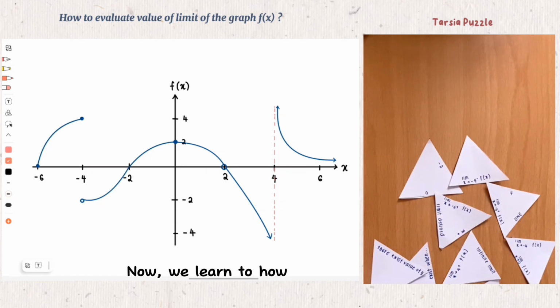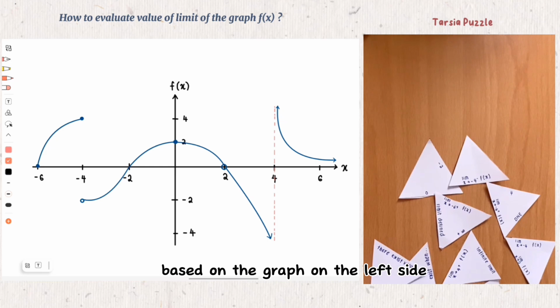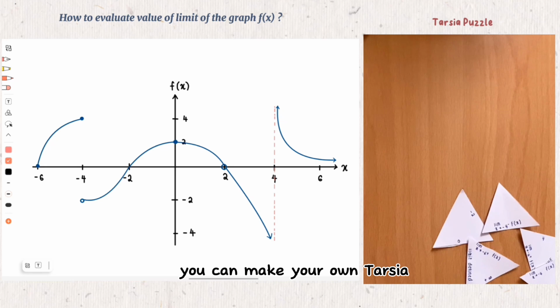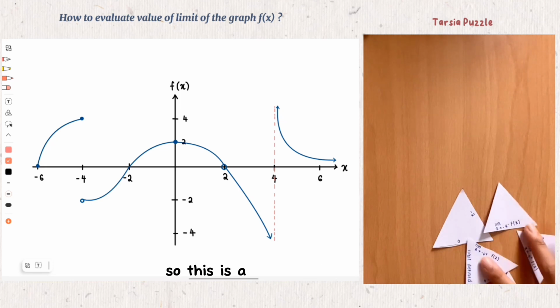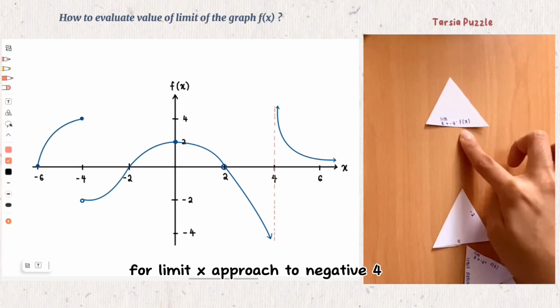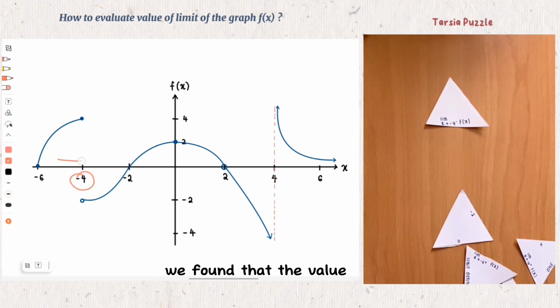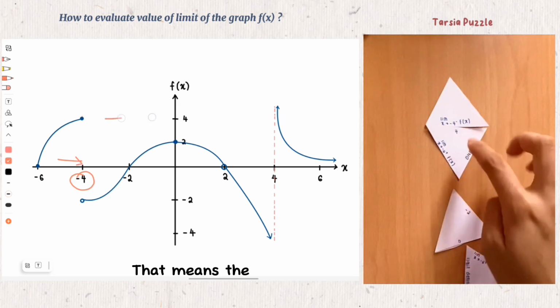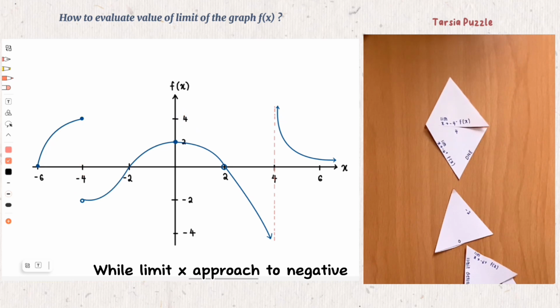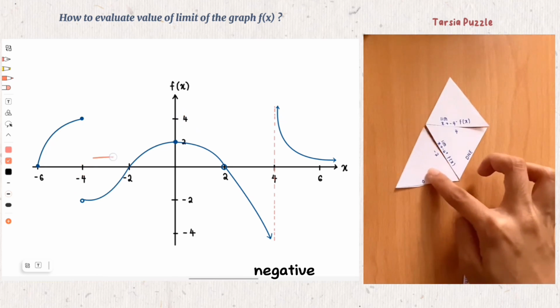Now we learn how to evaluate the value of a limit by looking at the graph. On the right side, we have to complete the Tarzan puzzle by finding the value of the limit based on the graph on the left side, or the correct answer for the certain information. You can make your own Tarzan puzzle to try. So this is a function graph of f(x). For the limit as x approaches negative 4 from the left, we found that the value of y is 4. That means the limit for this equation is 4, while the limit as x approaches negative 4 from the right is negative 2.